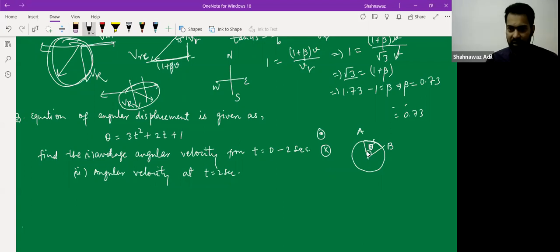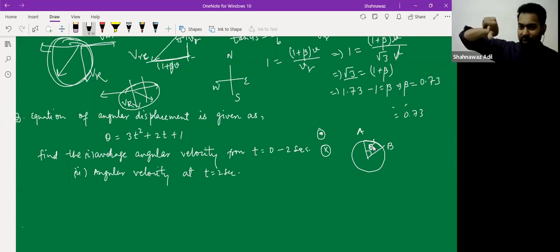The outwards one. So you apply the right hand rule. Yes, sir. You start from A and then you go to B. So where is your thumb pointing? Inwards. So it will be the cross one, right?